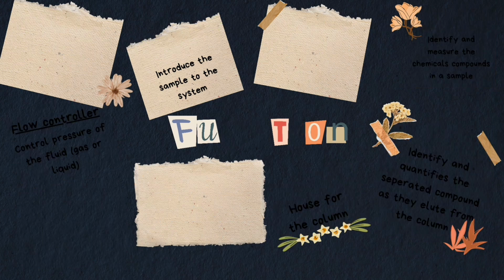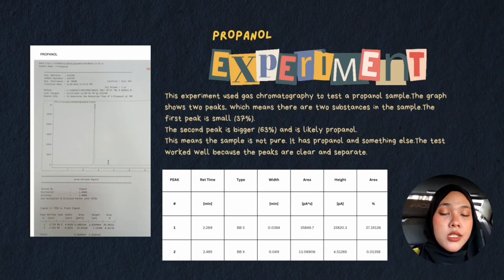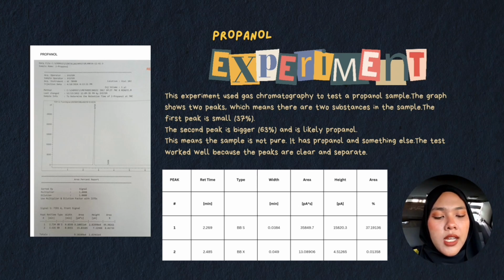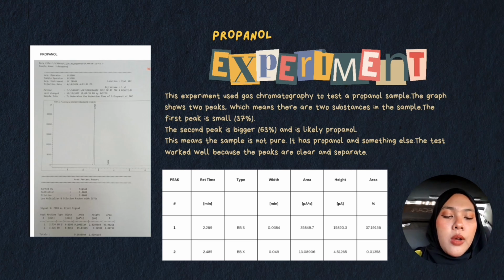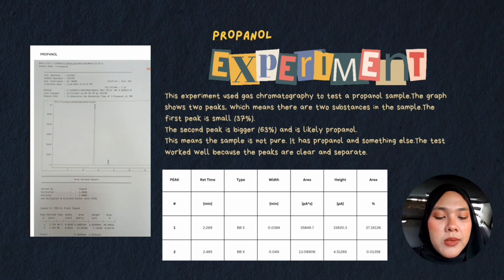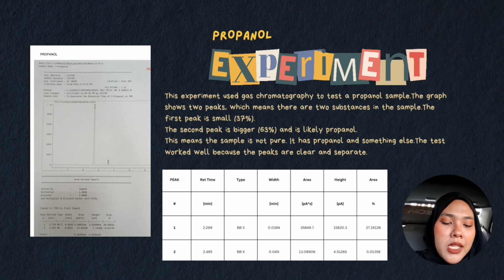Okay, this slide shows the gas chromatography analysis result of propanol. On the left is the chromatogram, and on the right is the data table. We observe two peaks, indicating two components in the sample. Peak 1 has a retention time of 2.22 minutes and represents 37% of the sample, while peak 2 at 2.47 minutes is the major compound with 63%. This result suggests the sample might be a mixture of isomers or impurities in propanol.